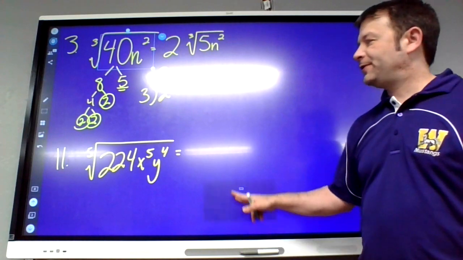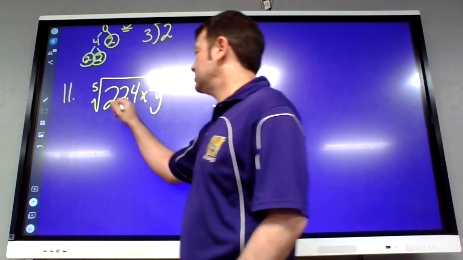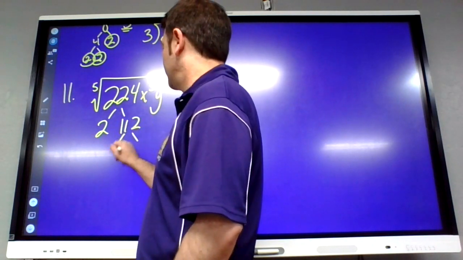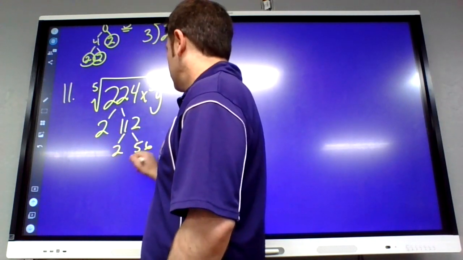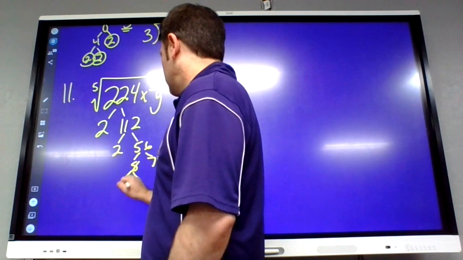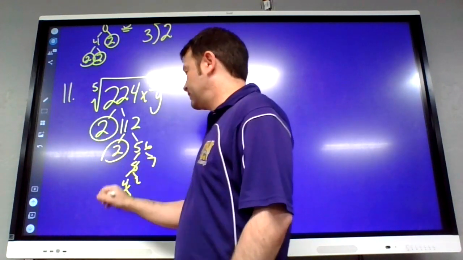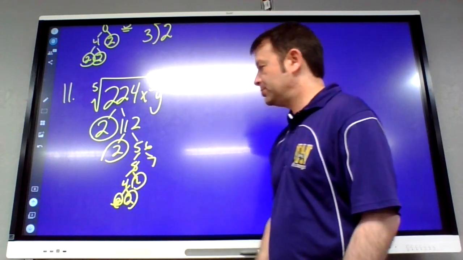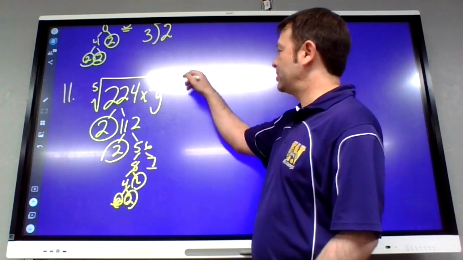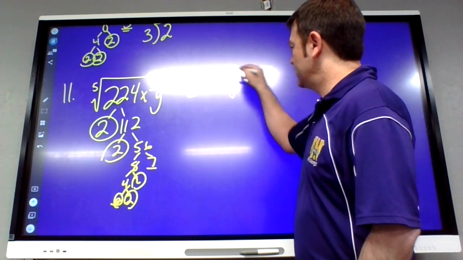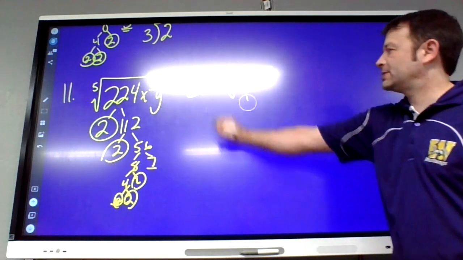Okay, so if it's a fifth root, what has to happen? You need 5 of something for it to get out. And guess what? There are 5 2's in there. So a 2 comes out, and a 7 stays inside the fifth root.